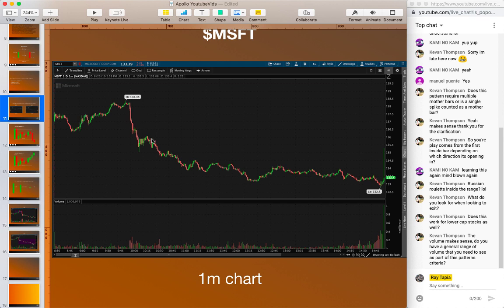Let's see, the volume makes sense. Do you have a general range of volume that you need to see? No, actually, not yet. But I do have a criteria for stocks.